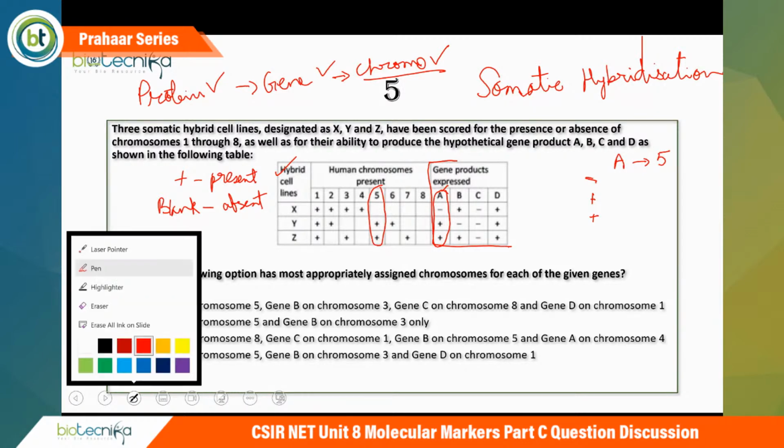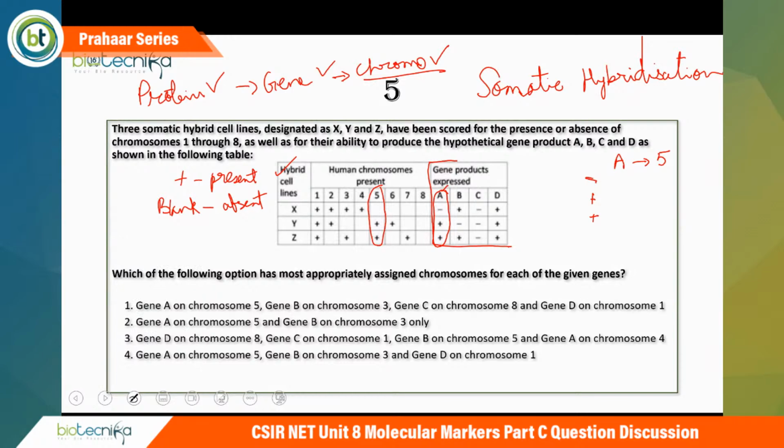Now let's see B. Okay, I'll just change the color. So B is plus minus plus, plus minus plus. Again, is there any chromosome which is showing this pattern, that is blank plus blank? It is chromosome number 6 that is showing the pattern, right?